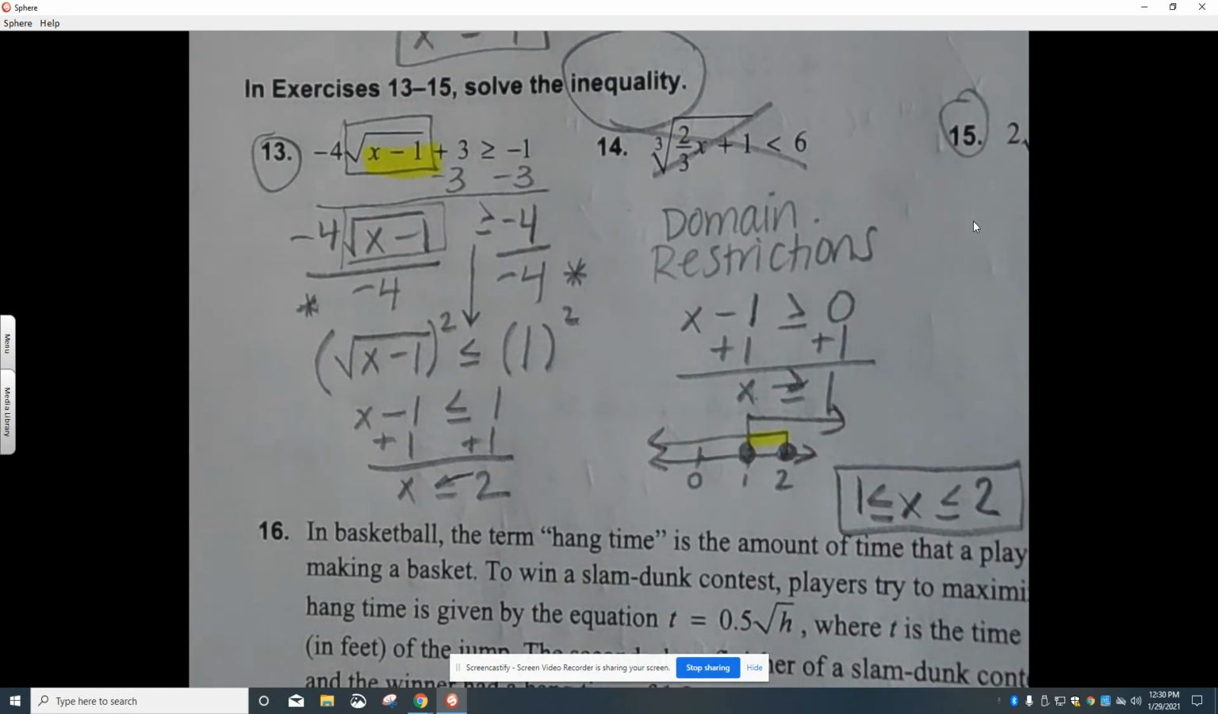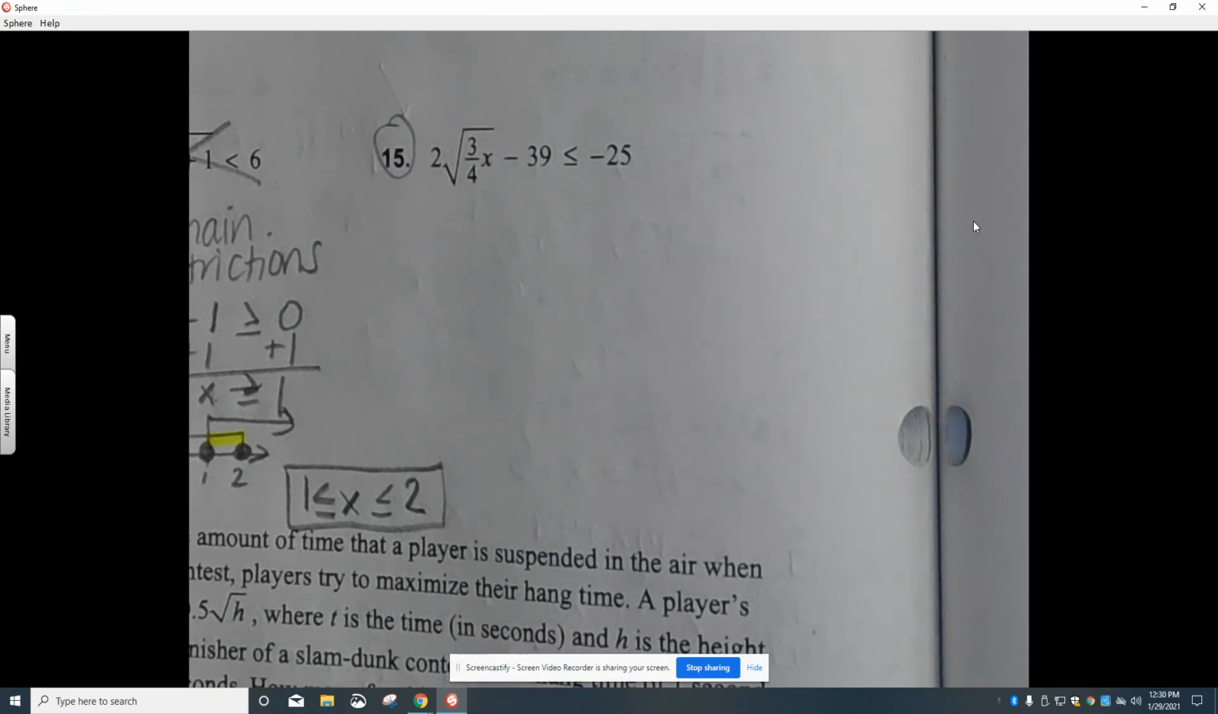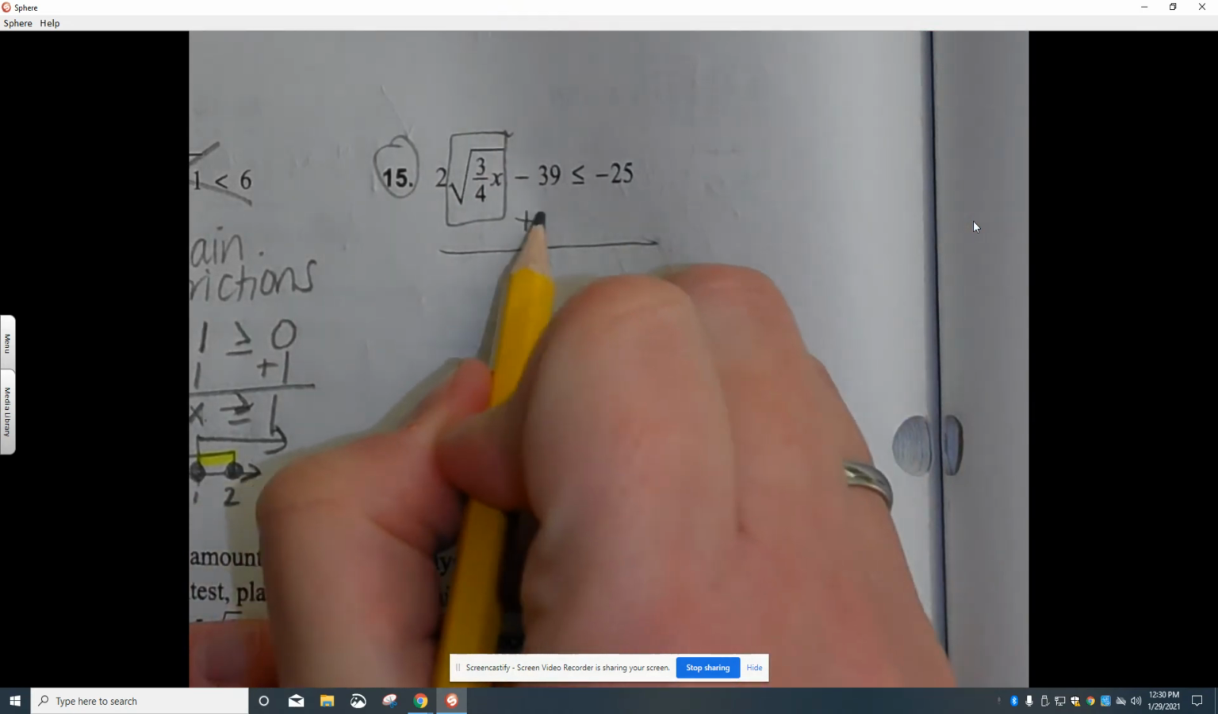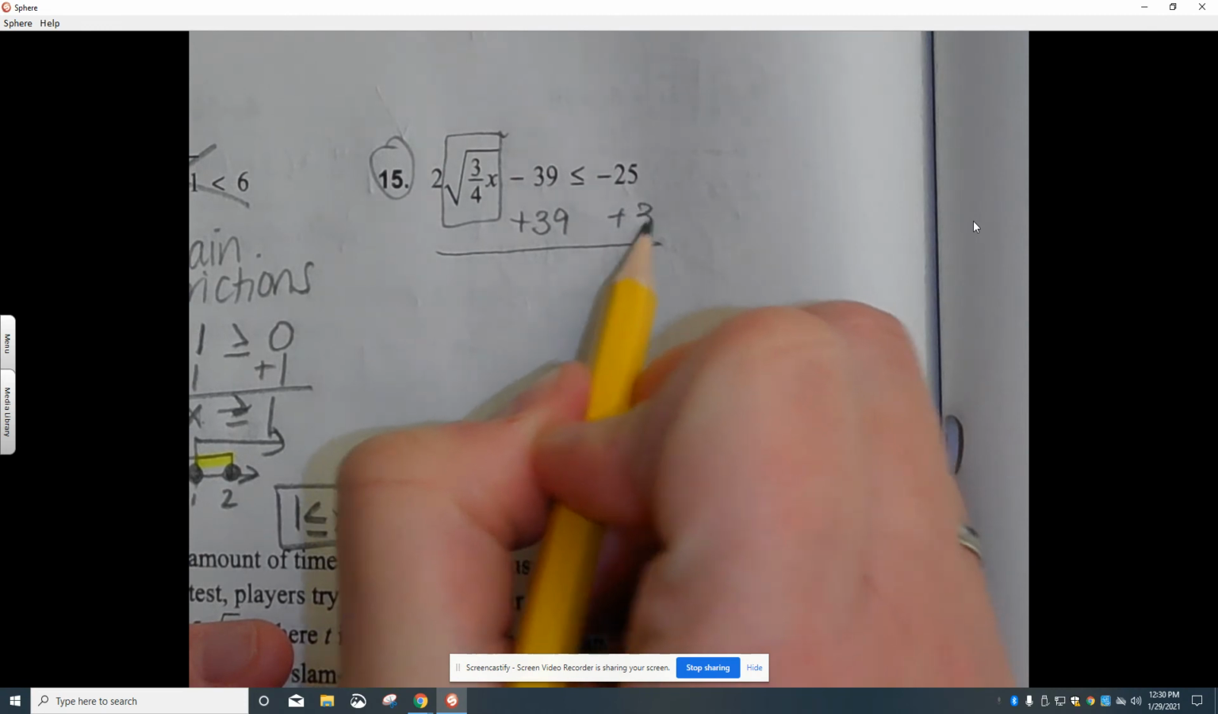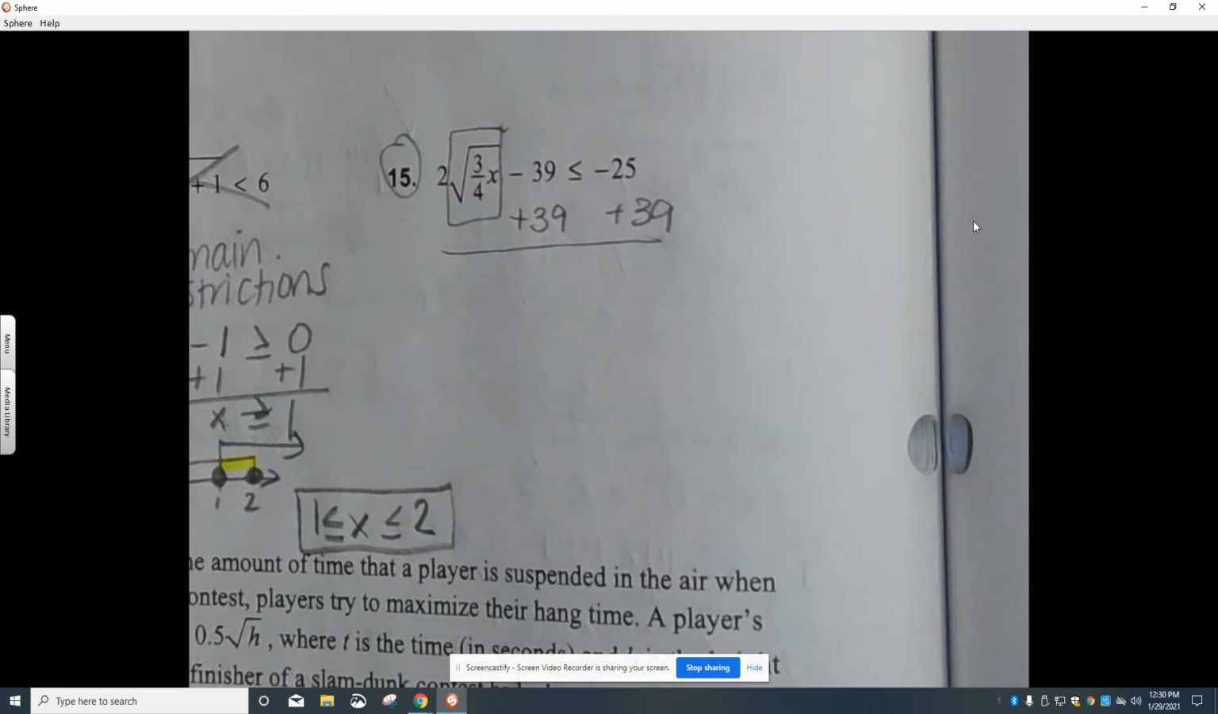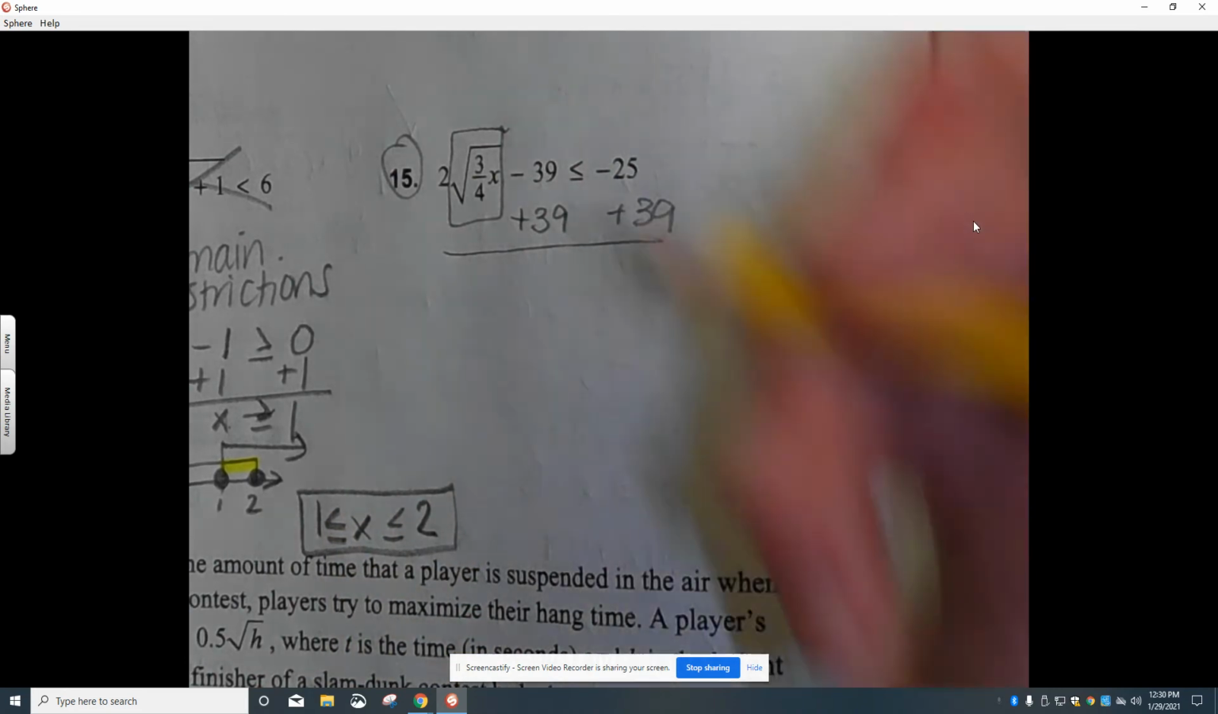All right, let's do the last one. One more to practice, because this one's kind of weird. So for 15, we're going to start by trying to get the radical all alone. So to do that, we're going to add 39 to the other side first. And if we take negative 25 plus 39, we end up with 14.